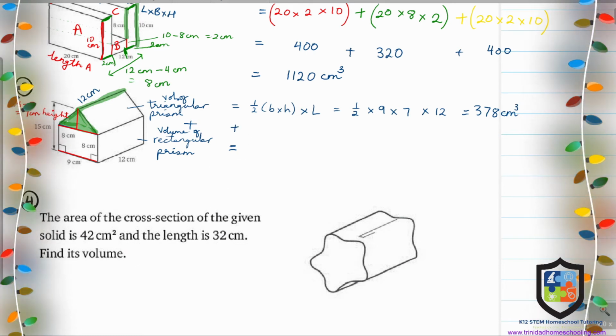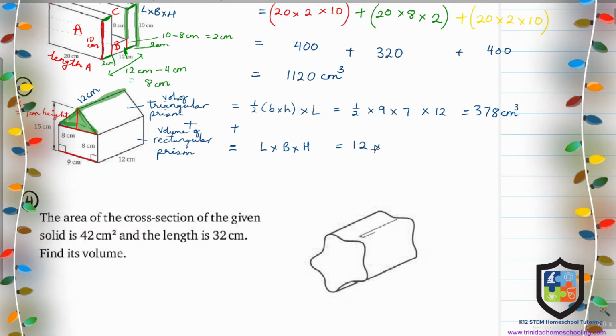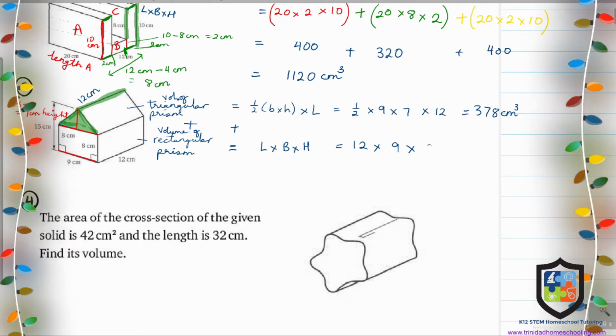And we're going to be adding that to the volume of the rectangular prism, which is length times breadth times height. Yep. So, our length is the longest side. It's going to be 12. Our breadth is going to be this piece here, which is the 9 centimeters. And our height is just this piece here, that's not included in the triangle, and that's going to be 8 centimeters.